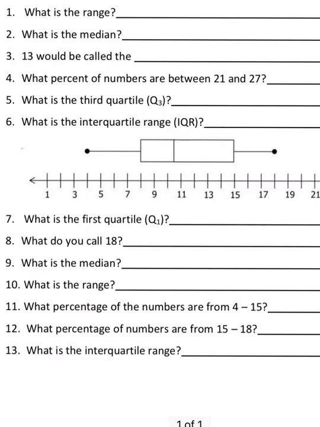All right, so how'd you do? Let's start with the next question. What is the first quartile? I hope you know the first quartile is right where that purple dot is, which would be 8. Okay, mark it right or wrong. Next question, what do you call 18? Let me highlight 18. Here is 18, which would be this dot right there.